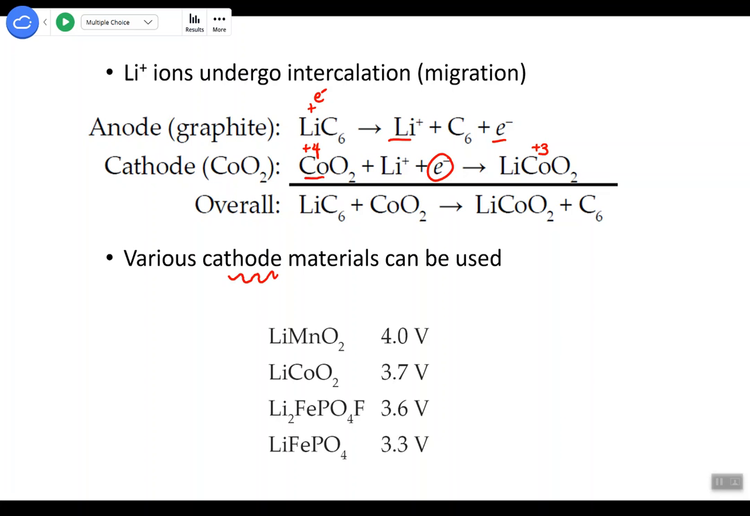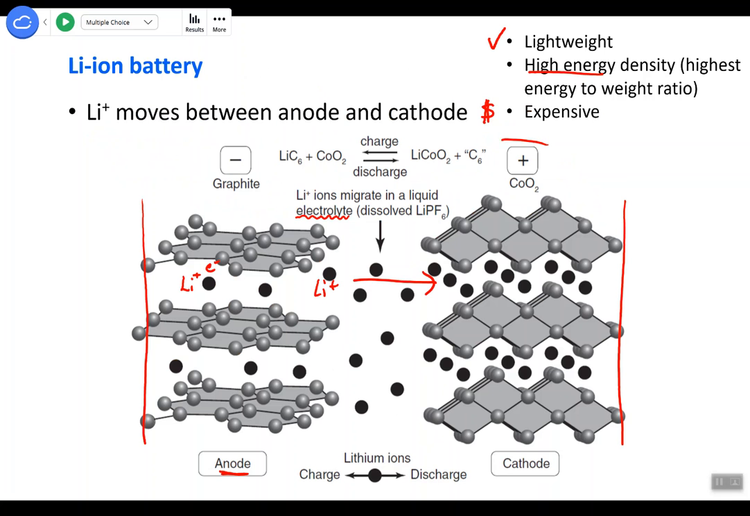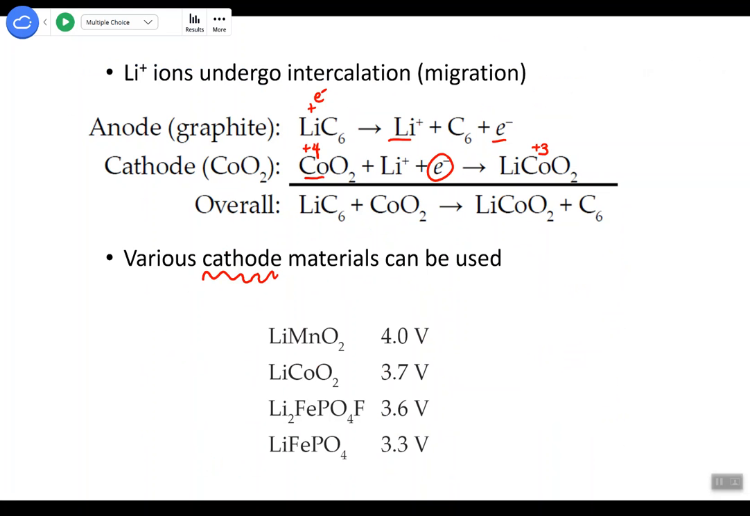Now, the voltage depends on what this cathode material is over here. This was cobalt oxide, or lithium cobalt oxide. This would give about a 3.7 potential difference. But if we used a slightly different material, you can get slightly different voltages. And this is how the lithium-ion battery operates. It's based on redox chemistry, but with some extra interesting bits like migration.